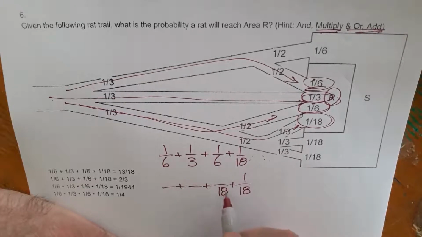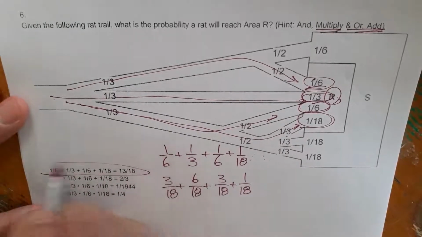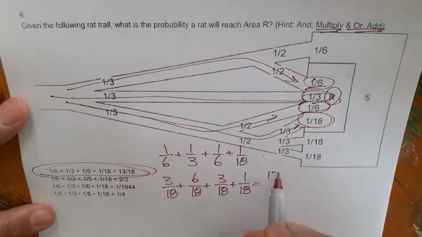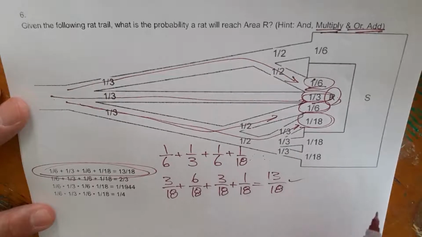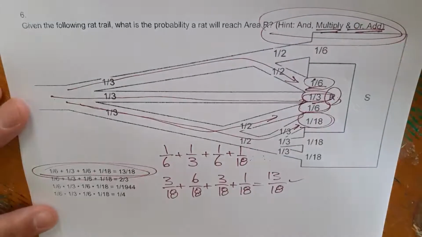Divide 6 into 18 is 3. 3 times 1 is 3. We're going to put an 18 here. 3 goes into 18 6 times. 6 times 1 is 6. We're going to put an 18 here. 6 goes in here 3 times. 3 times 1 is 3. 3 and 6 is 9. Plus another 3 is 12. Plus 1 is 13. Okay, 13/18, and 1/6 plus 1/3 plus 1/6 plus 1/18 is 13/18. All right, 13/18. Check.